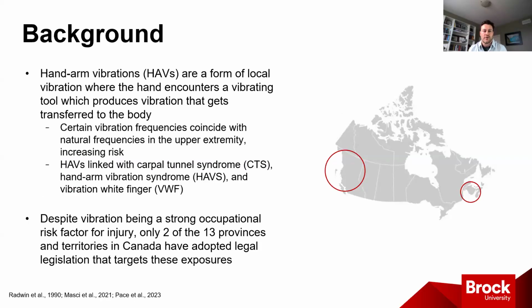So hand-arm vibration is essentially a form of local vibration where the hand encounters a vibrating tool which produces vibration that gets transferred to the body. We're not going to get into the specifics of some of this, but there are certain vibration frequencies of tools that coincide with natural frequencies of the upper extremity and the limbs, which increases risk for people. And hand-arm vibration, or HAV, has been linked with some pretty complex and devastating injuries like carpal tunnel syndrome, hand-arm vibration syndrome, and vibration-induced white finger. So despite vibration being a strong occupational risk factor for injury, only 2 of the 13 provinces and territories in Canada, at least to our knowledge, have developed or adopted legislation that targets these exposures.